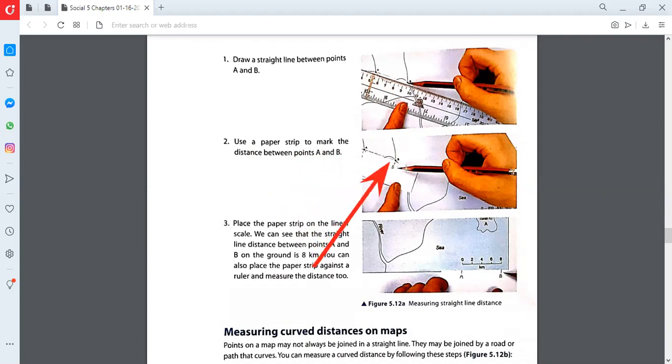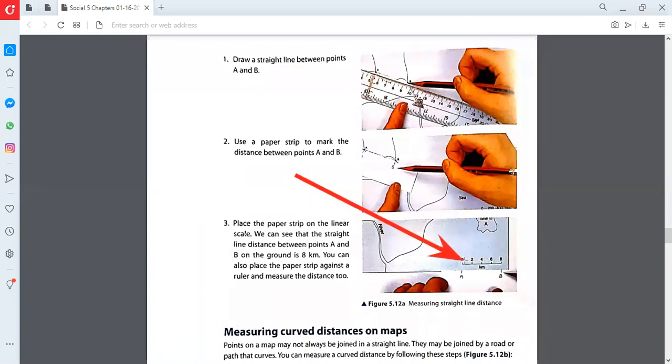For example, you take a paper, you fold it, and you mark the signs from one point to the second one. The first point is A, the second point is B. Then you place your paper strip, the strip on which you put some marks, on the linear scale. Where is the linear scale? The scale which is given on the map.